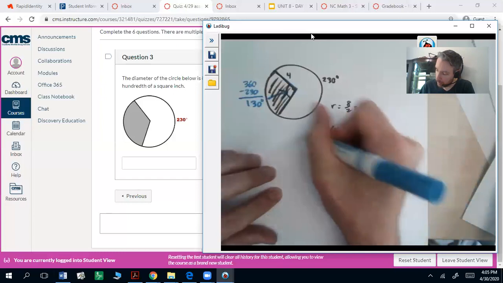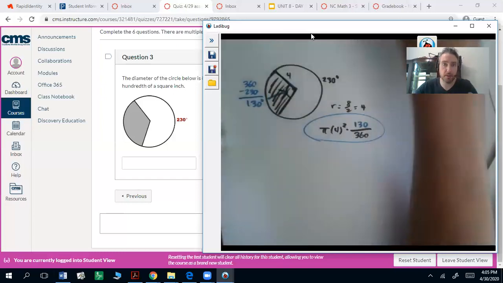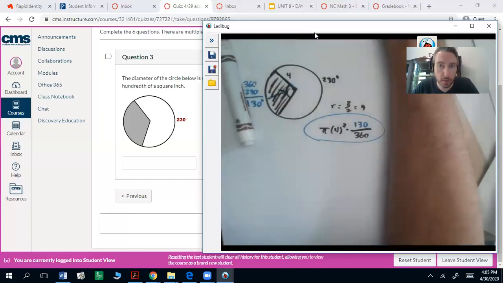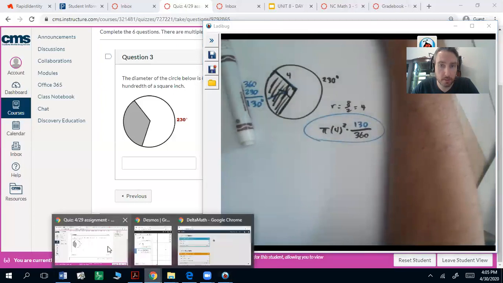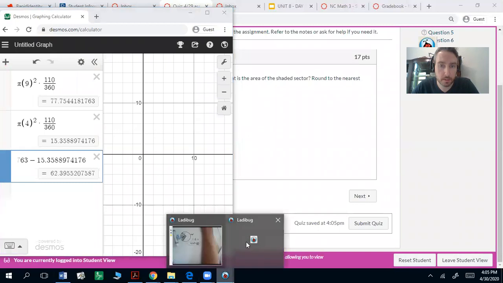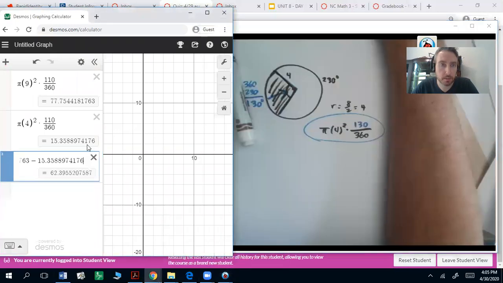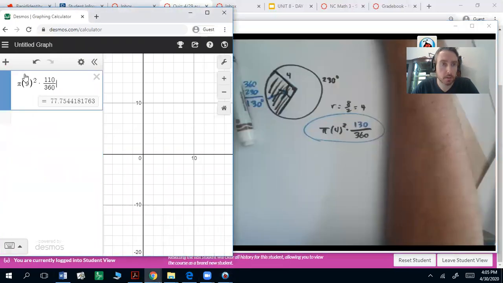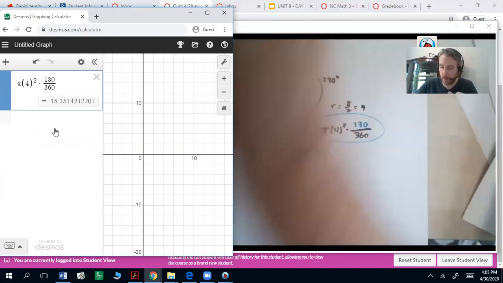So that's what you're going to plug into the calculator, round to the nearest hundredth. So pi times 4 squared times 130 over 360. So pi times 4 squared times 130 divided by 360 is about 18.15.